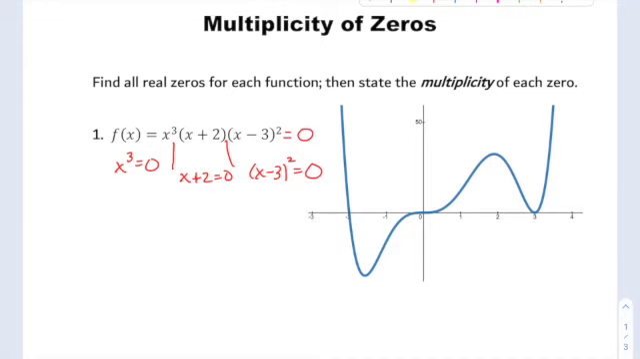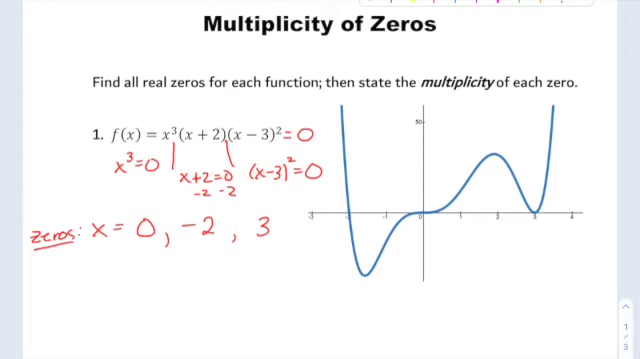Right, and so nice and easy here. Our first solution is x equals 0. Our second solution is x equals -2, right? Because that would just be subtracting 2 from each side. And our third solution, what makes this 0, is +3. Okay, so hopefully that is nothing new there.